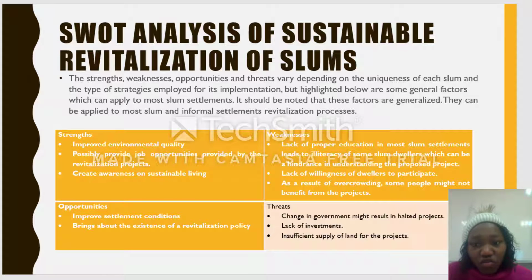The SWOT analysis was also considered when it comes to revitalization of slums. Among the strengths, improved environmental quality and also awareness is created when sustainable revitalization is made successful. And under the weaknesses, the lack of proper education in most slum settlements leads to illiteracy of slum dwellers, which can be a hindrance in understanding the proposed project. Another weakness is the lack of willingness of slum dwellers to participate in the project.